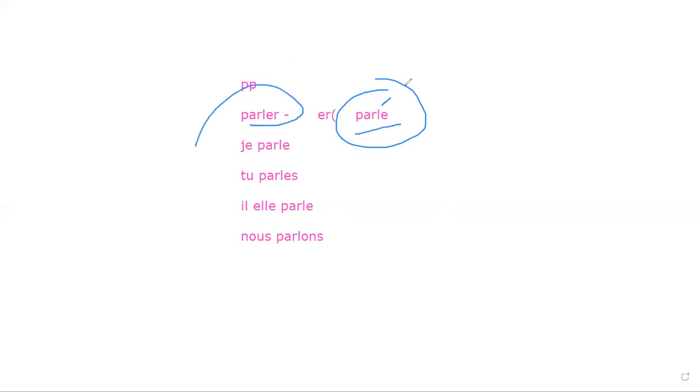Now, the verb is ending in ER, parler. My PP would be P-A-R-L-E with an accent aigu. So this is my PP. Parler, to speak, ER, and P-A-R-L-E with accent aigu, parlé is my past participle, spoke. Is it clear to you? Tell me yes or no. Yes, sir. This is my PP of the verb. C'est clair, because today I will explain to you how to create your PP.